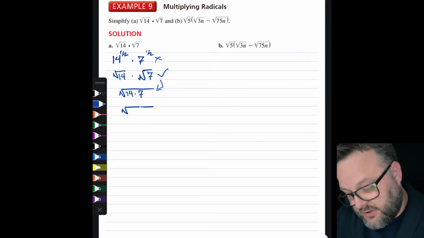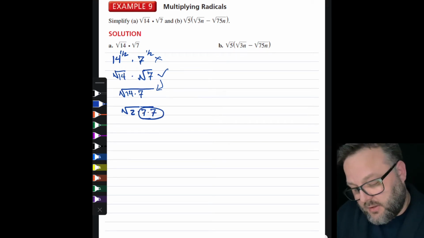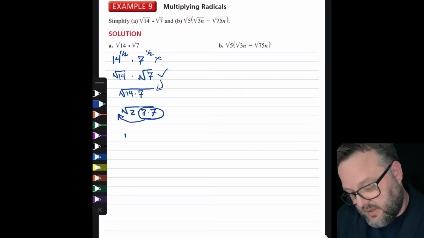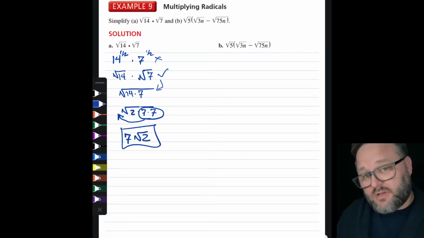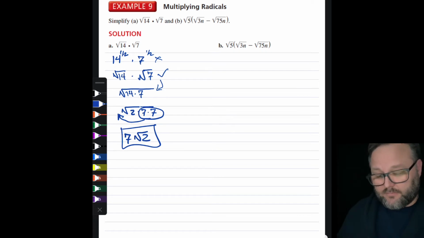That's the same thing as 2 times 7 times 7, and I have 2 7s, or a group of 7s. So that means I can take it out, and it gets rewritten as 7 times the square root of 2, and I'm done. So 7 times the square root of 2 is the same thing as the square root of 14 times the square root of 7.